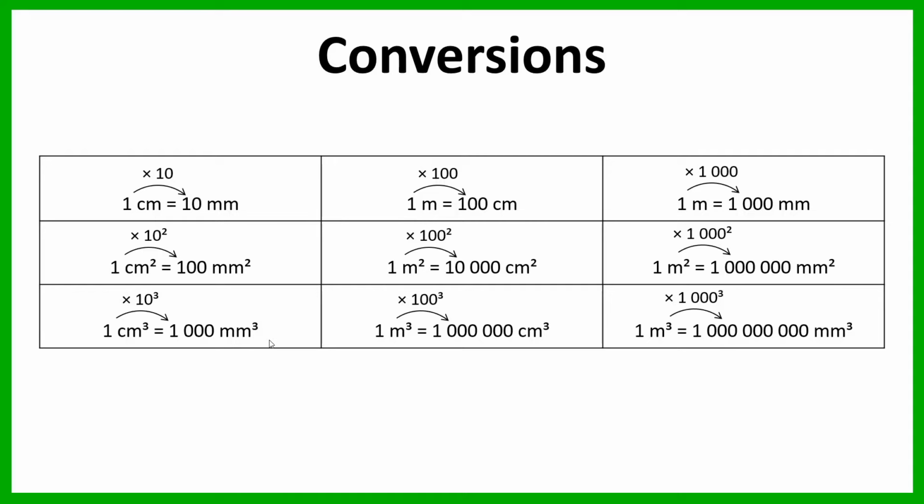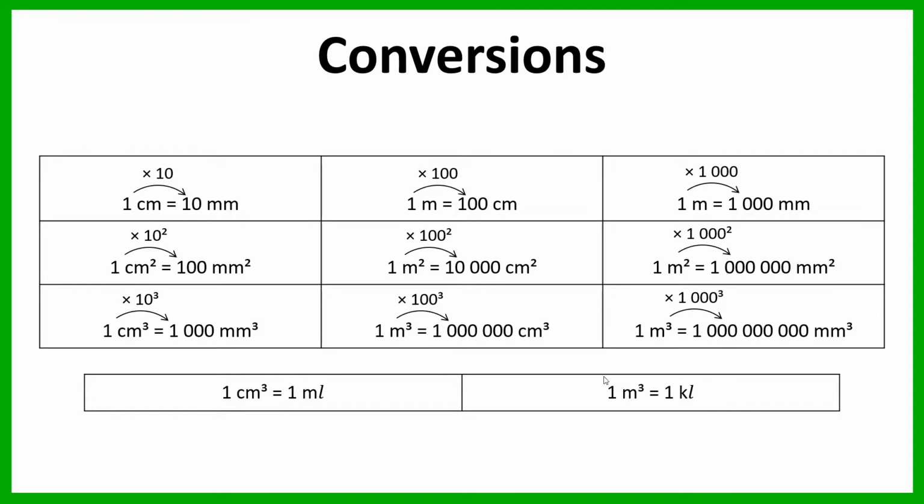Then you also need to know how to convert between volume and capacity. So for volume and capacity, the easiest ones are centimeters cubed to milliliters. They are a direct conversion. So 1 centimeter cubed is the same as 1 milliliter. And meters cubed is the same as kiloliters.